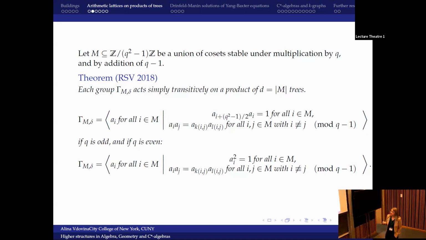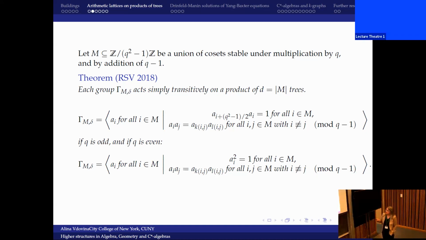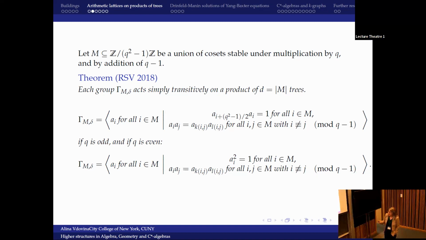There are a couple of parameters, and there is this number m, which is also easily computable, and any number of trees can be encoded in this way with this m. And then what we do, right? That's why I was talking about K and L, that we have the relations. We say a_i a_j equals a_{K_ij} a_{L_ij}.